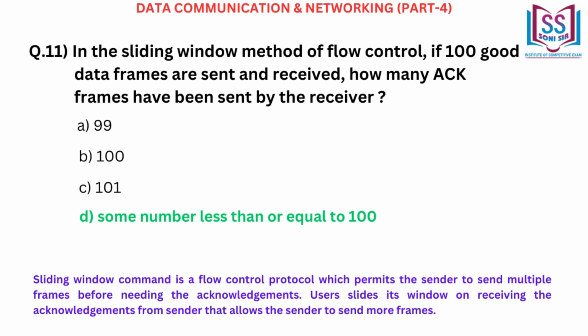Sliding window is a flow control protocol which permits the sender to send multiple frames before needing acknowledgements. The sender slides its window on receiving the acknowledgements from the receiver, which allows the sender to send more frames.